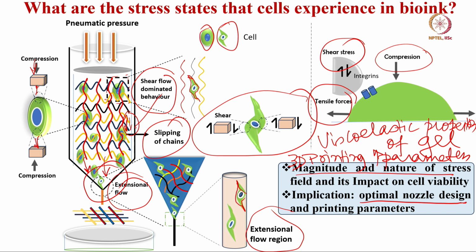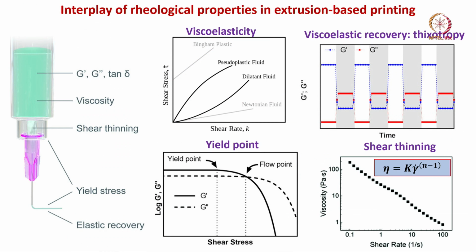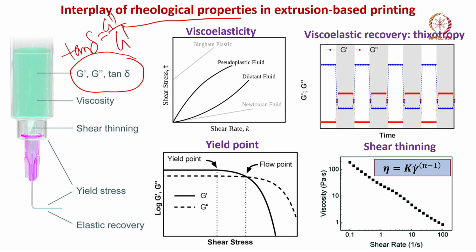The implication would be optimal nozzle design and printing parameters. Once you know the kind of stress states that cells will experience, that will definitely allow you to design your nozzle much more effectively. Right. So, interplay of rheological properties. What we learnt in one of the earlier lectures on the fundamentals of rheology: G prime, G double prime, and tan delta equal to G double prime by G prime. Viscosity and shear thinning behavior.